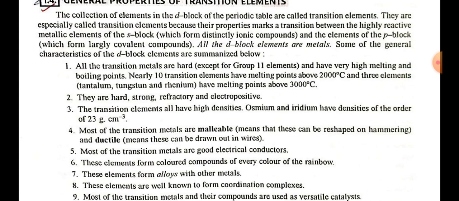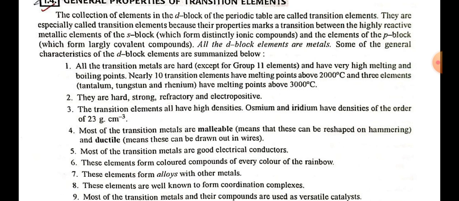All the transition metals are hard, except for group 11, and have very high melting and boiling points. Nearly 10 transition elements have melting points above 2000, and 3 elements, tantalum, tungsten, and rhenium, have melting points above 3000. They are hard, strong, refractory, electropositive. Transition elements all have high density. Osmium and iridium have densities of the order of 23 gram per centimeter cube.